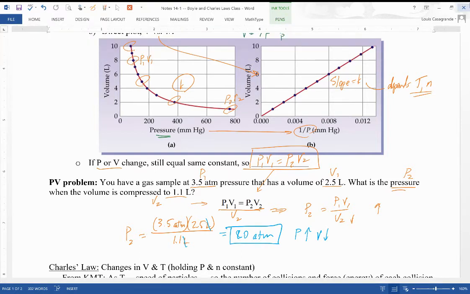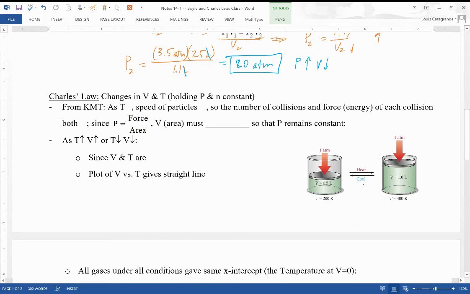The next law is Charles's law. In Charles's law, we're going to explore changes in volume and temperature, holding pressure and the number of moles constant. So let's go back and look at kinetic molecular theory. As the temperature of a gas increases, and we can put decreases here, everything will be opposite, the speed of the particles increases, and so the number of collisions and the force of each collision both increase.